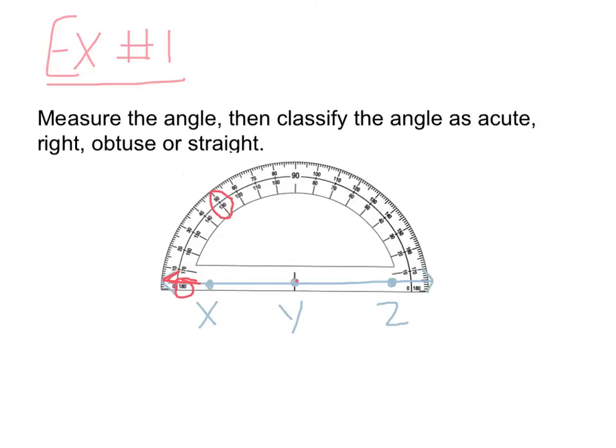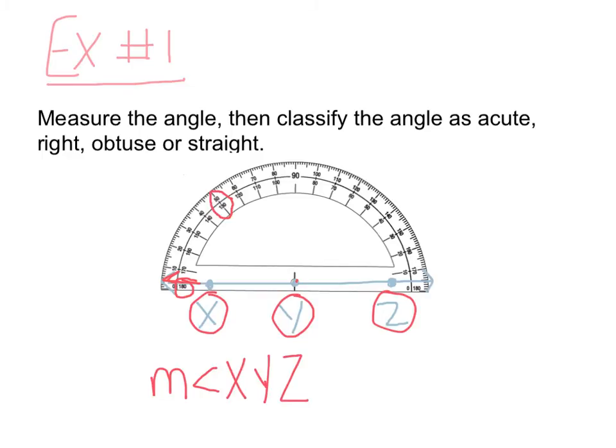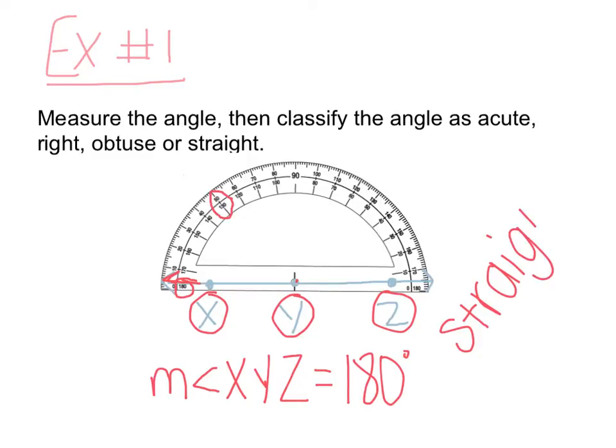So here's how you write the measure of an angle. You write M, which means measure. You write the symbol for an angle. Doesn't matter what kind of angle it is, you just draw it like that. Then you name the 3 points, X, Y, Z, equals, and then you write how many degrees it was. This was 180 degrees. Now if you look back to your vocab, you know that a 180-degree angle is straight, a straight angle.